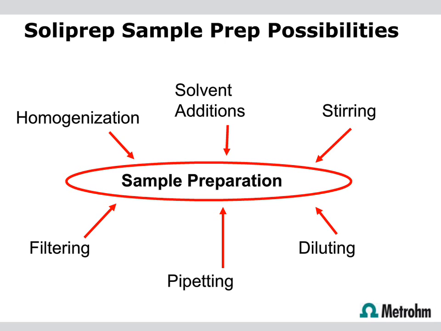And pipetting also means we have liquid handling capabilities. So, for example, if you wanted to add a reagent to do a chemical reaction before the analysis, some kind of derivatization, or if you were looking at a protein matrix, you could add some acetic acid and cause a precipitation of the proteins before you take them to the system. And again, filtering.